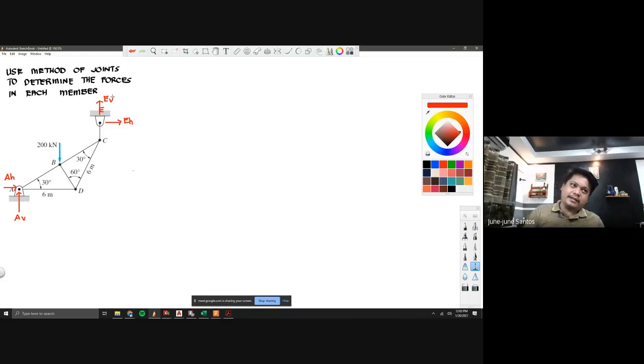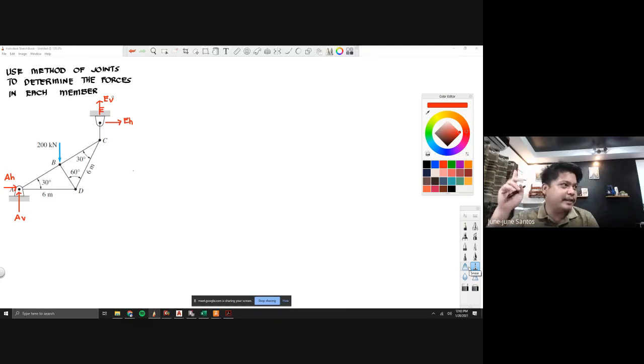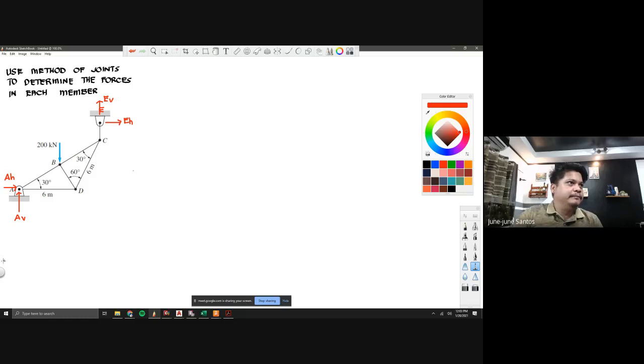So, ibig sabihin, sir, ito, unsolvable? No. Bakit? Apat nga siya. Pero, from the principle itself na sinabi ko, ano siya sinabi nga natin? Yung member mo ng truss, ang palaging force niya ay parallel sa kanyang member. Okay? So, pansinin natin itong member C.